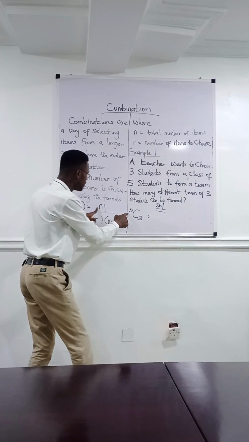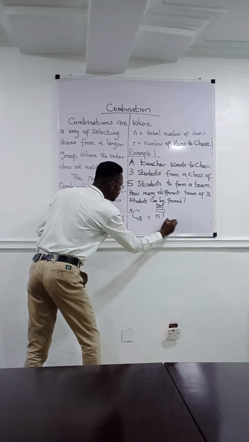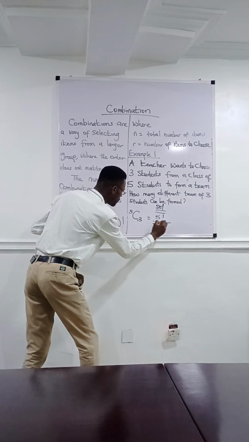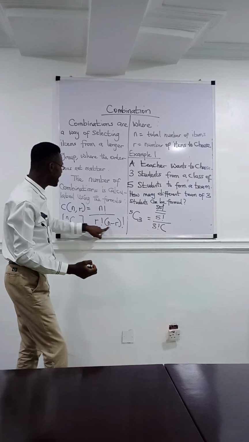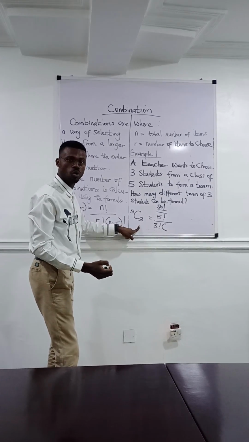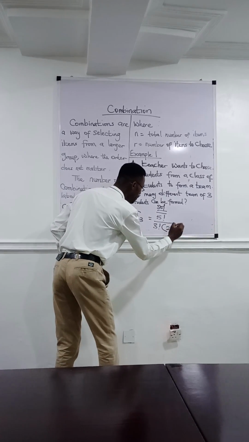So now, following the formula, we have n factorial. Remember our n is 5 now. So 5 factorial all over what? r factorial. What is r? 3. 3 factorial. Then open bracket n minus r. What is n minus r? 5 minus 3. And that gives us what? 2. So this is 2 factorial.